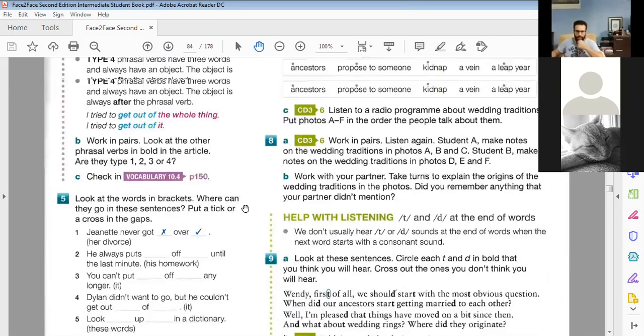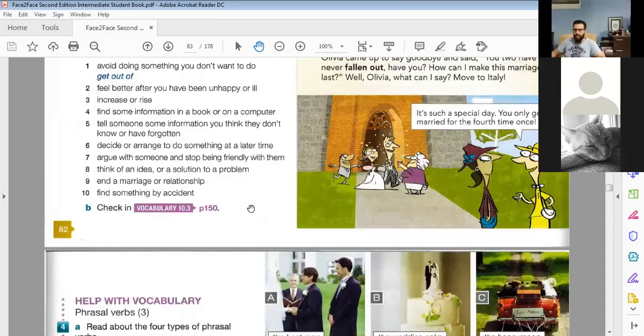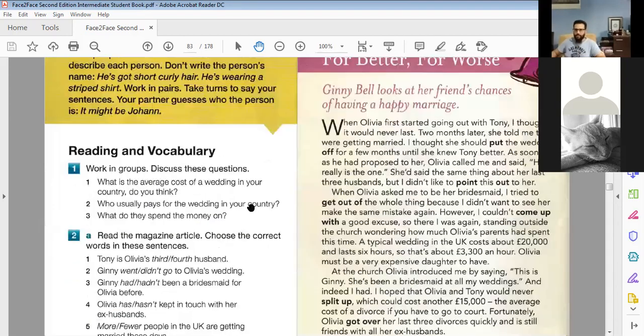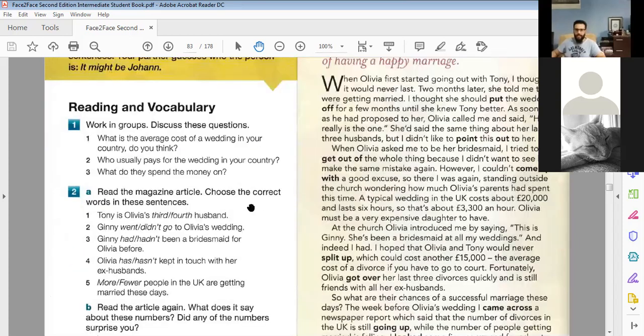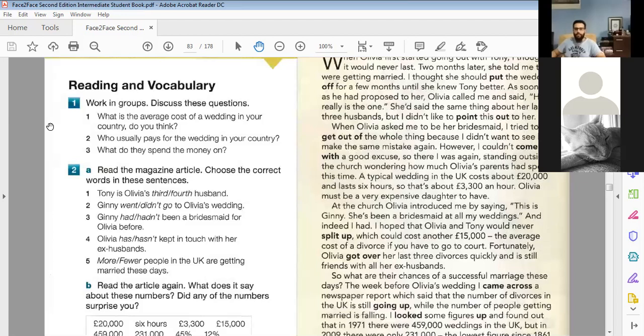Okay, so it's a lesson with emphasis on vocabulary. So it's a change. Let's check the reading questions first. So let's start with number one. What is the average cost of a wedding in your country, do you think?